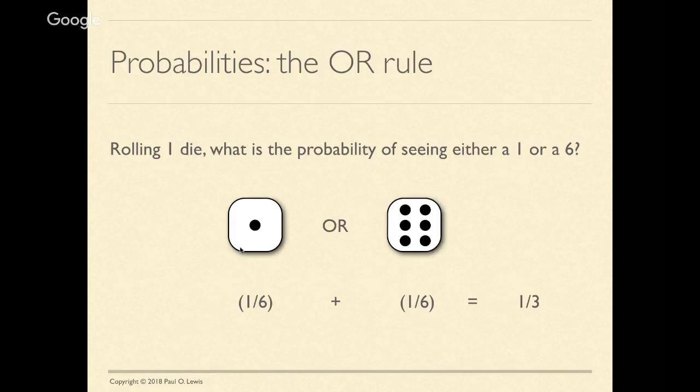If you're tempted to use the word OR in a statement of the desired probability, then you're looking for the probability of one of several mutually exclusive events. For example, what is the probability of seeing either a 1 or a 6 on the roll of a single die? Here we add the two probabilities together to yield 1/3.